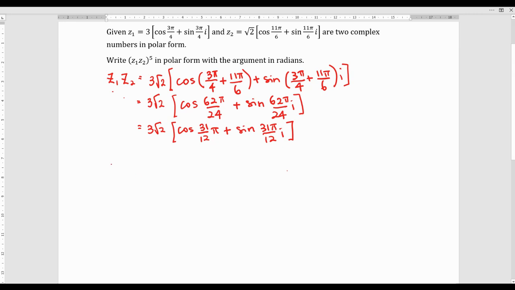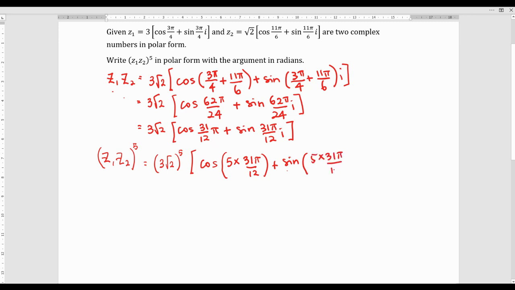And then we're going to raise the product of Z1 and Z2 to the power of 5. So raise the modulus to the power of 5, using De Moivre's theorem, and then multiply the argument by 5. So this is what we have. If we have the argument for cosine, then we get the argument for sine as well, because they should have exactly the same argument. So this is what we have.